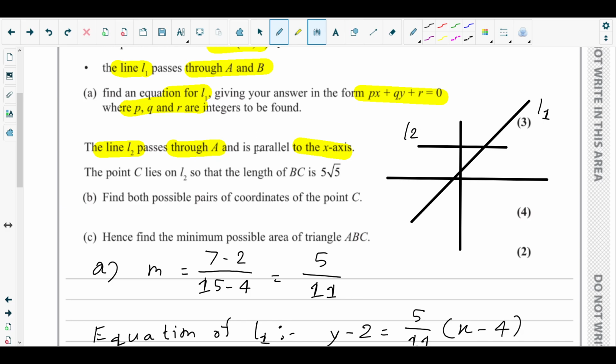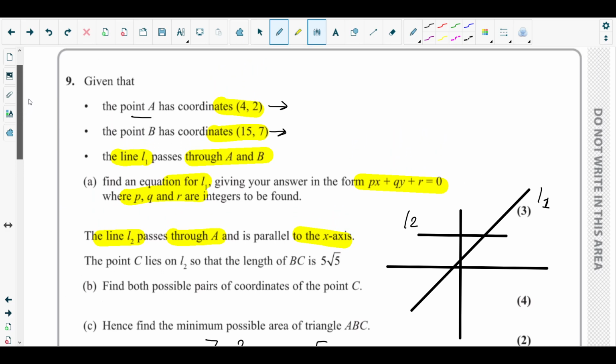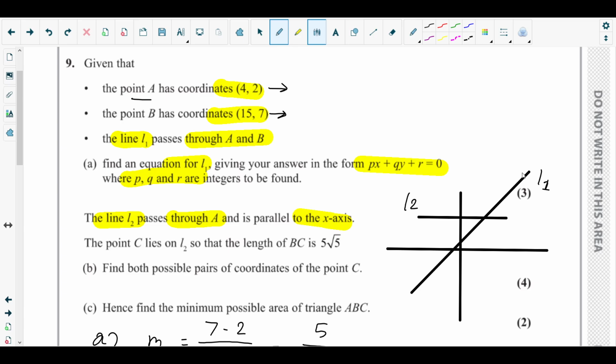Point B lies on L1, and its coordinates are (15, 7), so you can consider it here. This is point B. The point C lies on line L2, and the distance from B to C is 5 square root of 5. So we need to find the possible pairs of coordinates of the point C.